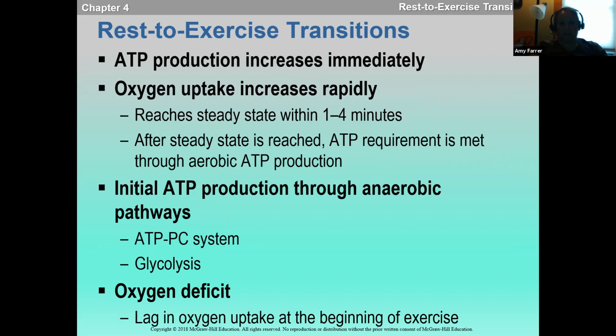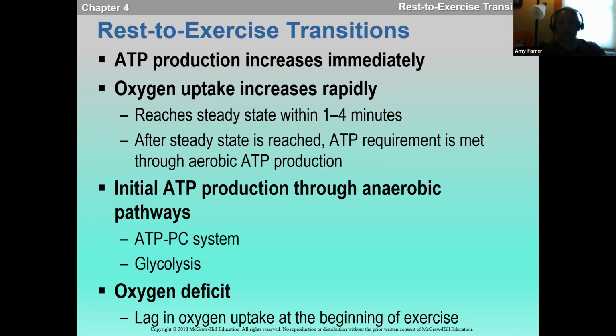As we transition to exercise, that ATP production has to increase immediately. It has to turn on. So we're going to see a rapid uptake in oxygen. We're going to try and get to a steady state, an ability where we're meeting the demands, in 1 to 4 minutes. Once we hit that steady state, our ATP requirement is met through aerobic ATP production. So the faster we can get to steady state and our body is ready to transition from rest to activity, the more efficient we'll become.